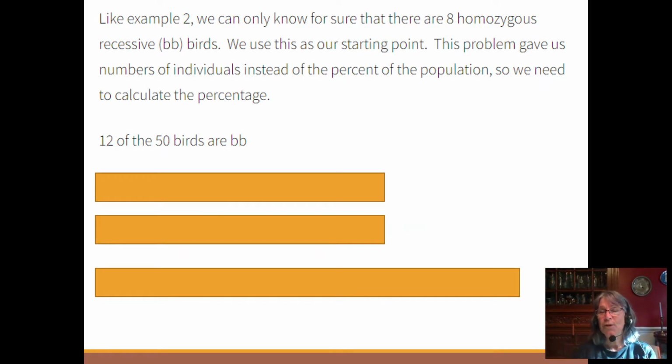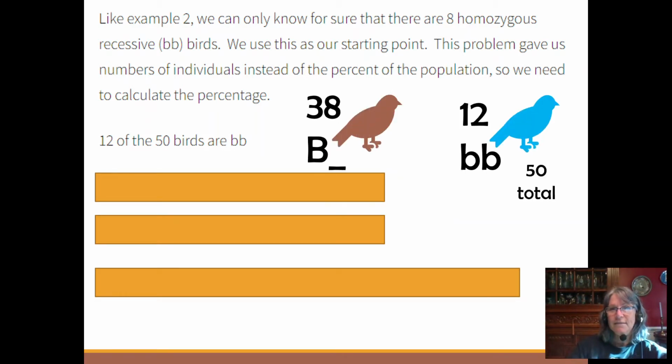As before, the only individuals whose genotype we know for sure are the homozygote recessive birds. So we use this as our starting point. This gave us the number of individuals, so this is giving us that Q squared number. 12 out of my total of 50 are homozygote recessive.